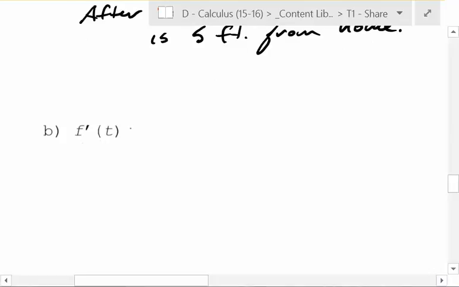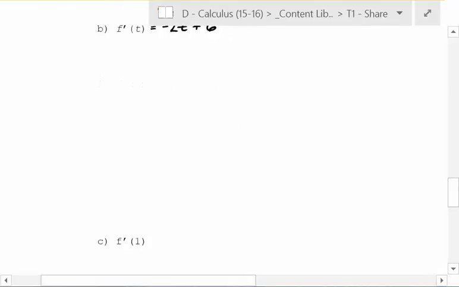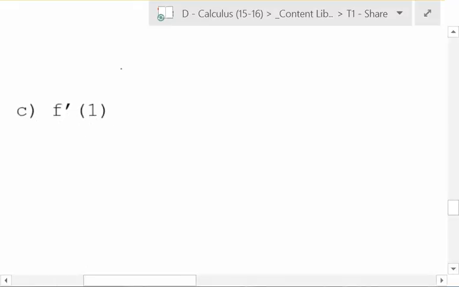What did f prime of t come out to be when he did all the algebra out? F prime of t equals negative 2t plus 6. You keep t in there, and the reason you do this first is that after you do all that work, when you ask for f prime of 1, you know that f prime of t is equal to negative 2t plus 6. What can you just plug in? Plug in 1. What do you get?